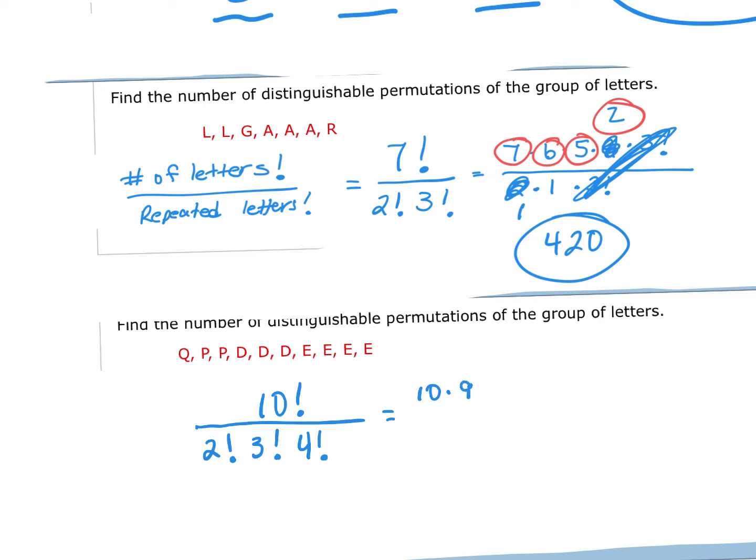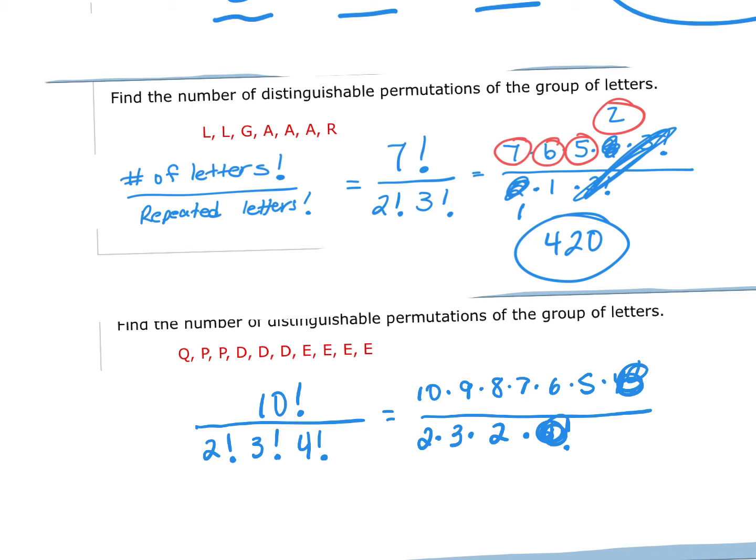Now 10 times 9 times 8 times 7 times 6 times 5 times 4. I'm going to stop at 4 factorial. So on the bottom I have 2 times, I don't have to say 1, you know it's 1. Then I have 3 times 2, and then I have 4 factorial. So the 4 factorials cancel out.